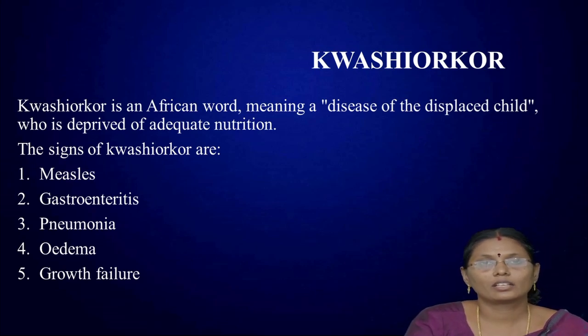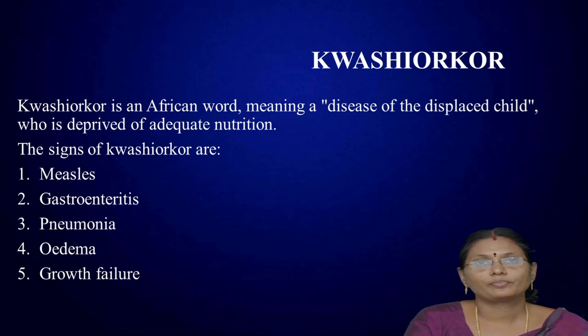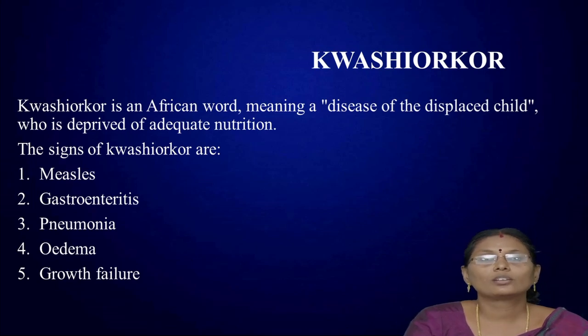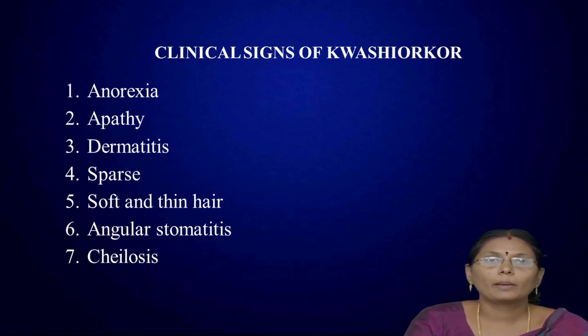Clinical features: measles, red rashes appear on the skin. Gastroenteritis, inflammation of the intestine. Pneumonia, infection of the lungs. Edema, that means fluid accumulates in the tissues. Growth failure, due to cortisol production, the growth is stunted. Anorexia, loss of appetite. Apathy, that means lack of interest. Dermatitis, inflammation of the skin. Spasm, that means thinness.